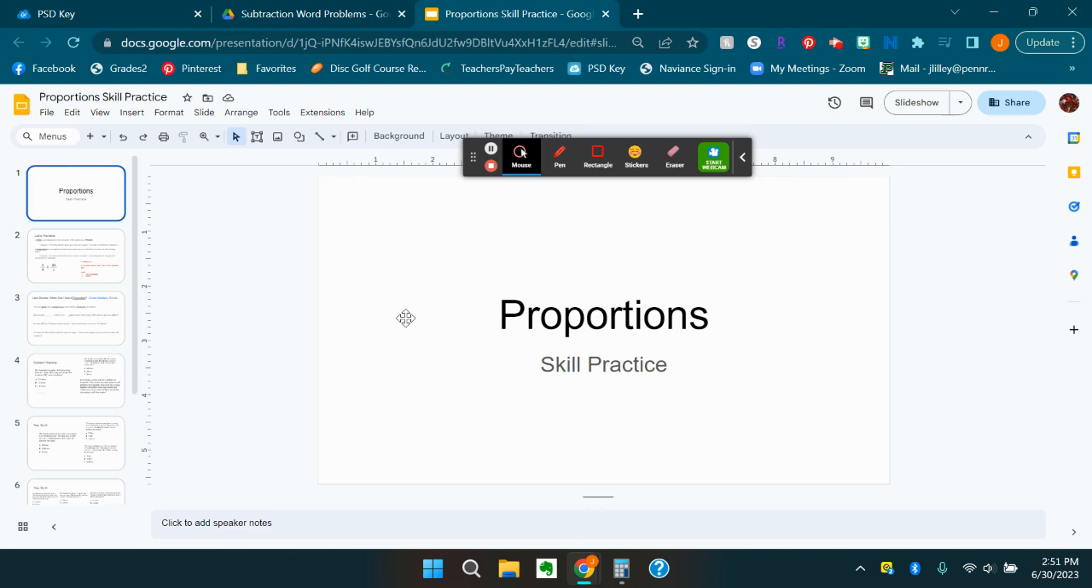Hi everyone, today we're going to be practicing solving proportions. Just a reminder, make sure that as you're taking notes, anything I write on the screen you write on your paper. This is going to be especially important for this skill, not that it's not important all the time, but you're going to want some good examples and steps to look back at for this one.